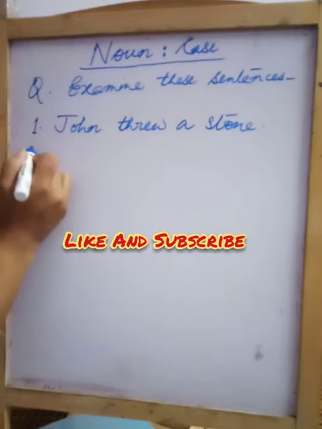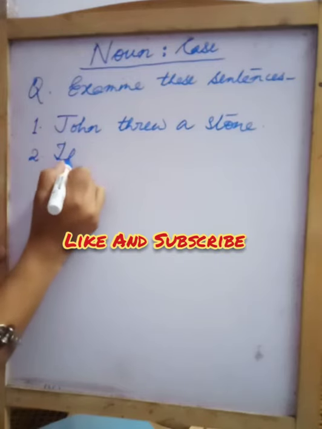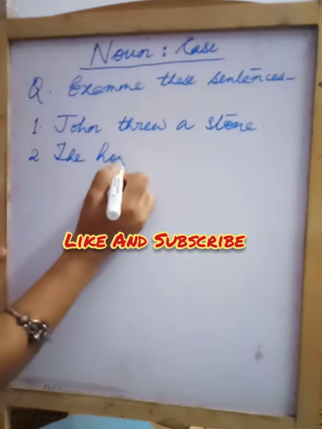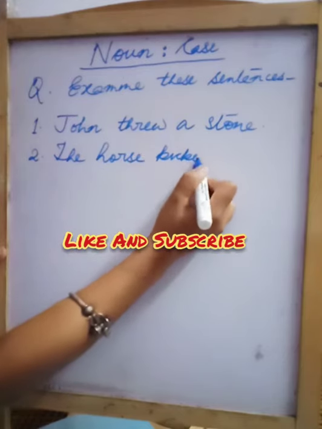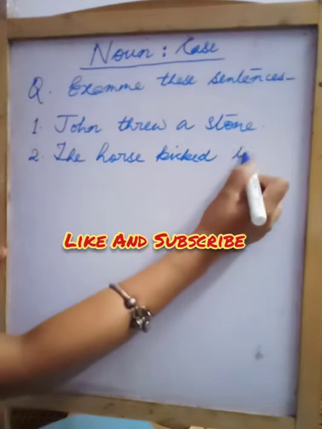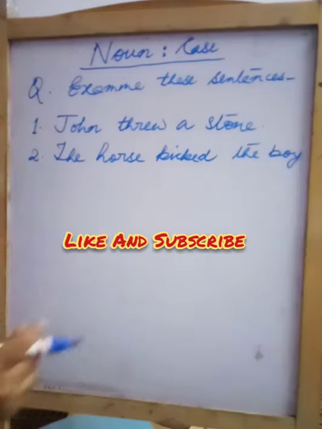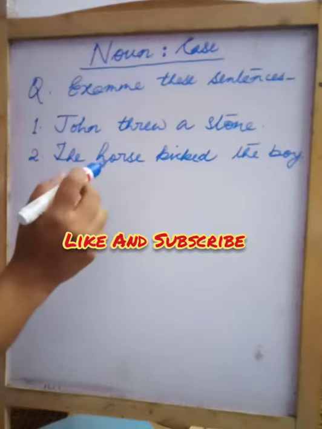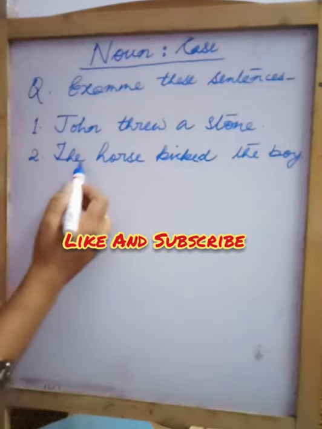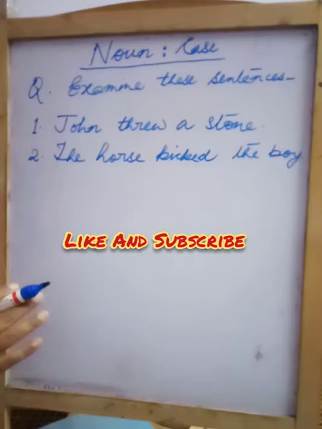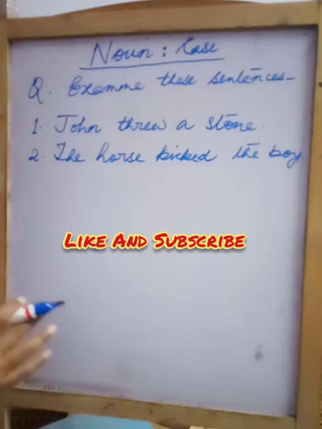Alright. Now number 2. The horse kicked the boy. Fine. Two sentences. What are they? John threw a stone. The second one, the horse kicked the boy. Now let us examine these sentences one by one and we will understand what the noun case means.